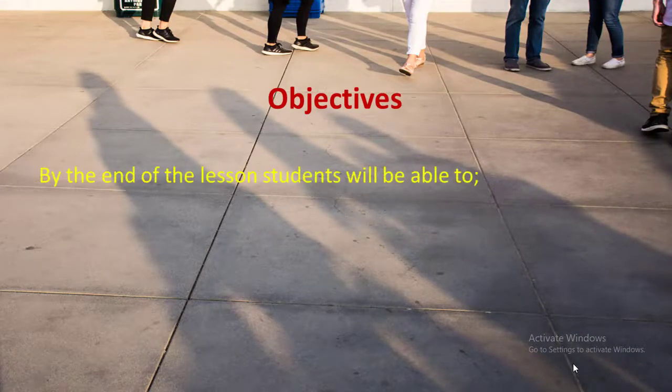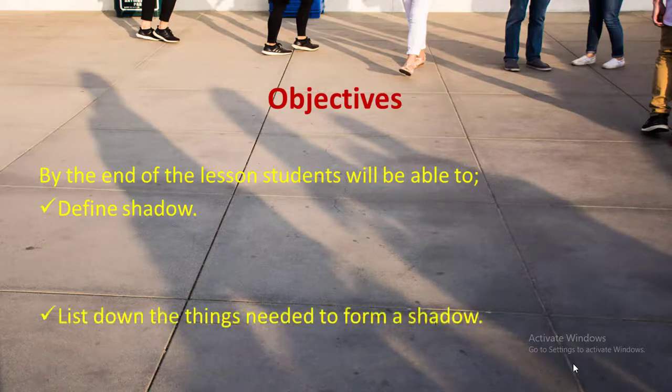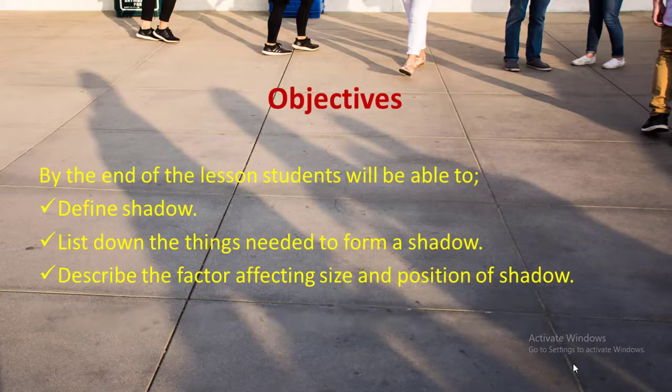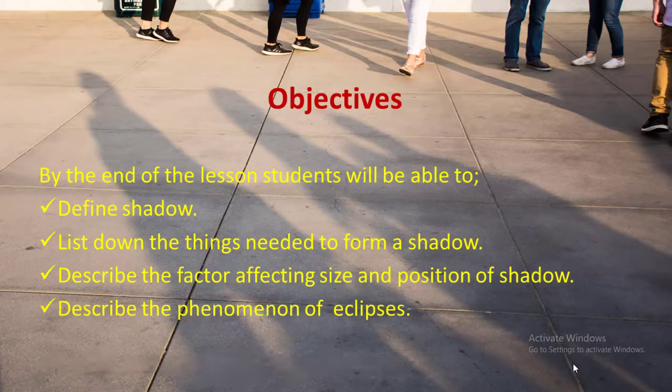After the completion of this lesson, the students will be able to define shadow, list down the things needed to form a shadow, describe the factors affecting size and position of shadow, and describe the phenomena of eclipses.